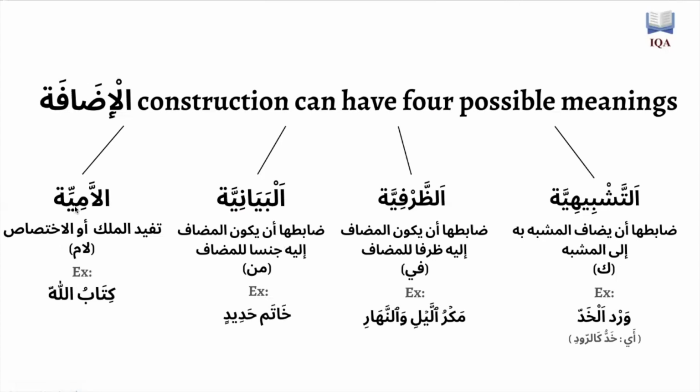So an example of this idafatul lamiyya is Kitabullah. Kitabullah means the book of Allah. So this idafa construction has the same exact meaning as al-kitabu lillahi. Al-kitabu lillahi, the book belongs to Allah or the book of Allah. Kitabullahi, same exact thing. So that's why it's called idafatul lamiyya. And this is usually the case with the idafa construction.